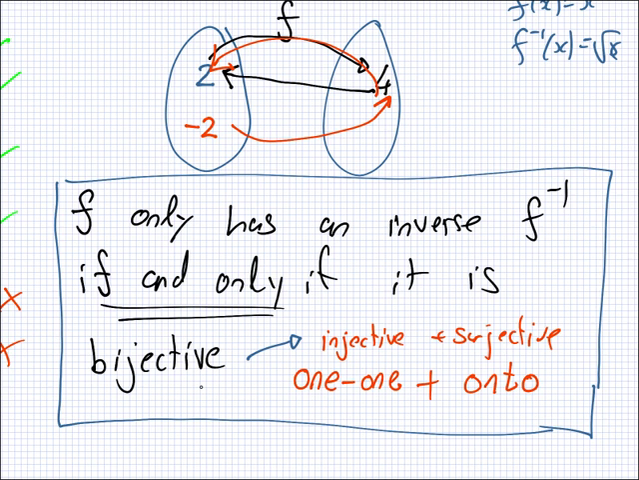This function f is not bijective because it's not 1 to 1. You see, it takes 2 to 4 and it also takes minus 2 to 4. It's not 1 to 1, is it? It's many to 1. It must be 1 to 1 to have an inverse.